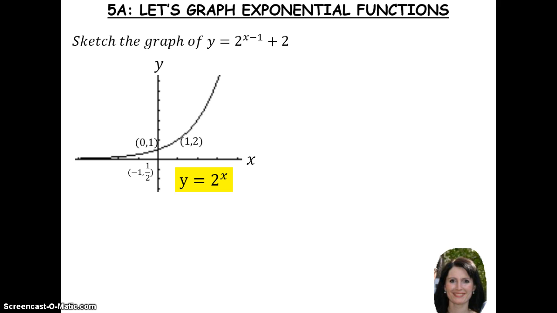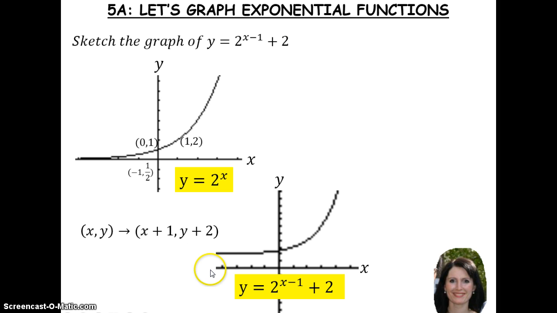x is negative 1 and y is a half. When x is 0, y is 1, and when x is 1, y is 2. So let's think about how those would be changed when we go from y equals 2 to the power of x to y equals 2 to the power of x minus 1 plus 2. So the mapping of this graph will be your point (x, y) becomes (x plus 1, y plus 2). We get that from the x minus 1 in our index there, and y plus 2. So the graph is moving up 2 units and it's moving across 1 unit to the right.